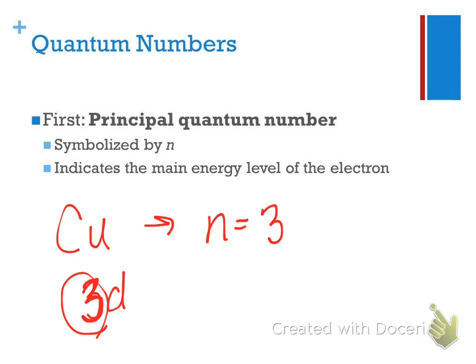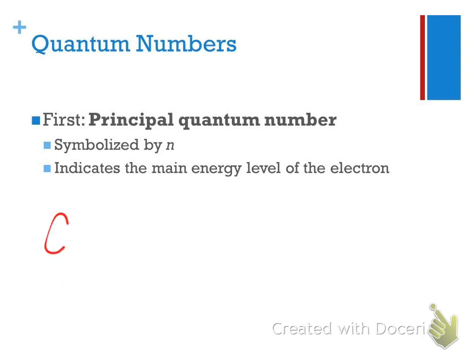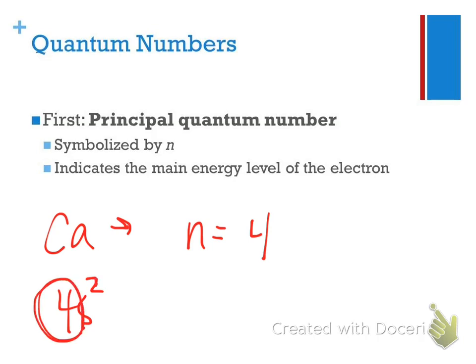What would n equal for calcium? Hold up a number. Let me see a number. 3, 4, 2, 1. What do you think? Good. n equals 4, because calcium is a 4s2. So that energy level is 4. That would be the first part of our quantum number. If we were listing the quantum number for the last electron in calcium, we would say 4, comma, and then we'd have 3 other things that go along there. That's the first part of our quantum number. Easy enough?